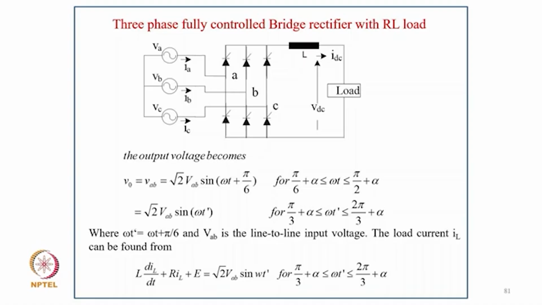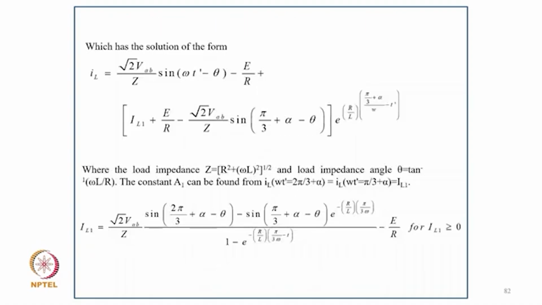The load current can be written as L dIL/dt plus R IL plus E equals √2 Vab sin ωt' for π/3+α up to ωt' equal to 2π/3+α, and the solution is in the form of IL equals √2 Vab/Z sin(ωt' minus θ) minus E/R plus [IL1 plus E/R minus √2 Vab/Z sin(π/3+α minus θ)] e^(R/L (π/3+α)/ω minus t'), where the load impedance Z equals (R² plus ω²L²) to the power half, and the load impedance angle θ equals tan inverse of ωL/R.